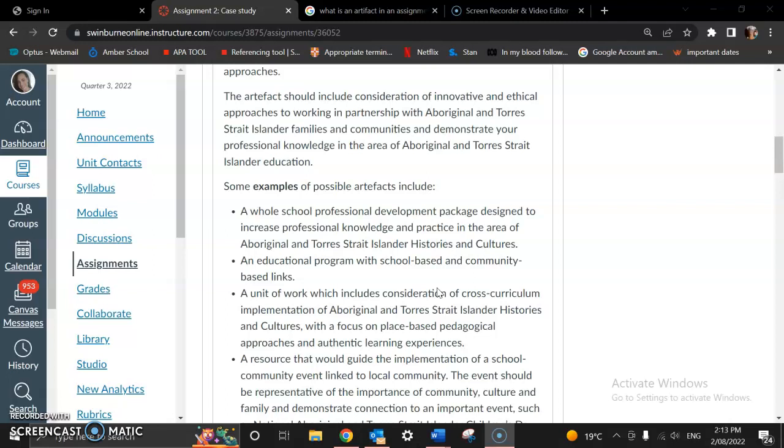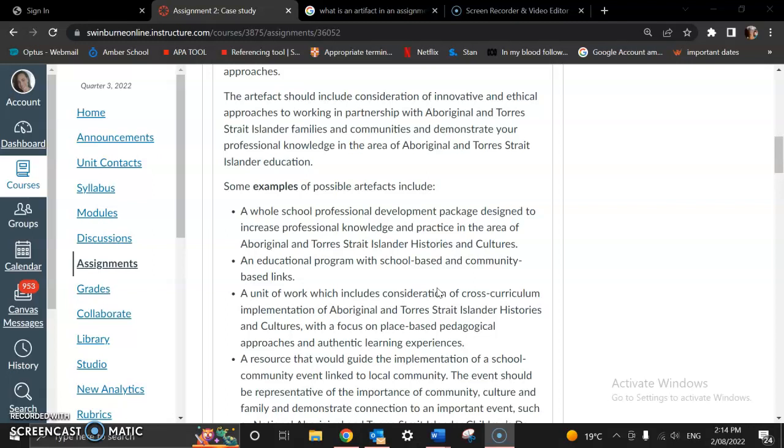You could provide a unit of work, sort of like a resource that could be used within different classrooms. And when it says with a focus on place-based pedagogical approaches, we're talking about using the pedagogy that's typical of or linked to the land where you're learning from. For example, possum skin pedagogy is only relevant in Victoria. So all that means is just use the pedagogies that are appropriate to where you're living, learning and working.